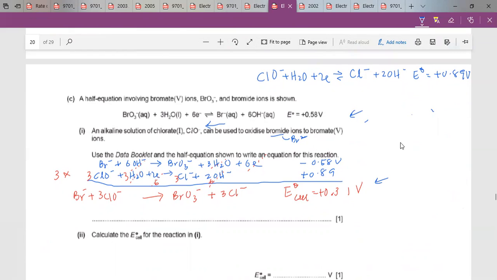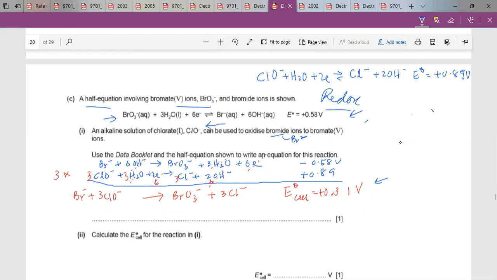Now, very important because it's a redox reaction. You must understand it is a redox reaction. A half equation involves bromate. You learn this more in your A2, bromate BrO3 minus, the bromate ion shown. Now this is the half cell. It's not in your data booklet, but they give it to you.